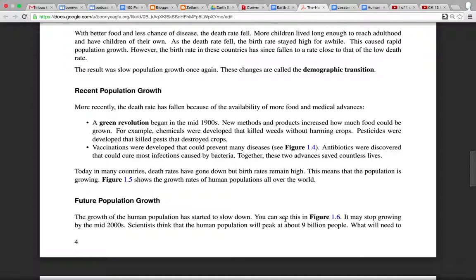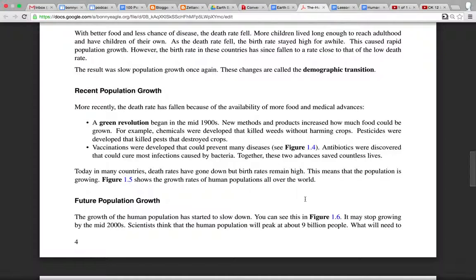More recently, the death rate has fallen because of the availability of more food and medical advances. A green revolution began in the mid-1900s. The methods and products increased how much food could be grown. For example, chemicals were developed that killed weeds without harming crops. Pesticides were developed that killed pests that destroy crops. Vaccinations were developed that could prevent many diseases. See figure 1.4. Antibiotics were discovered that could cure most infections caused by bacteria. Together, these two advances saved countless lives.